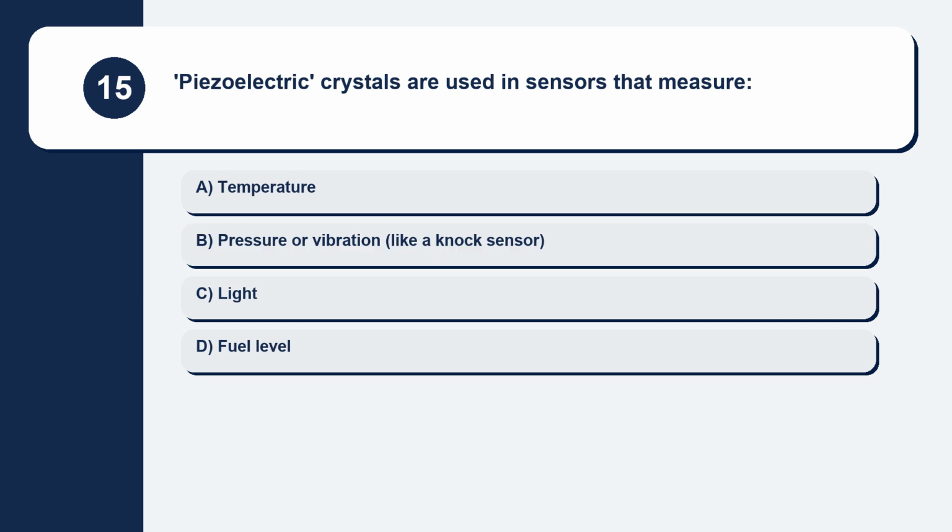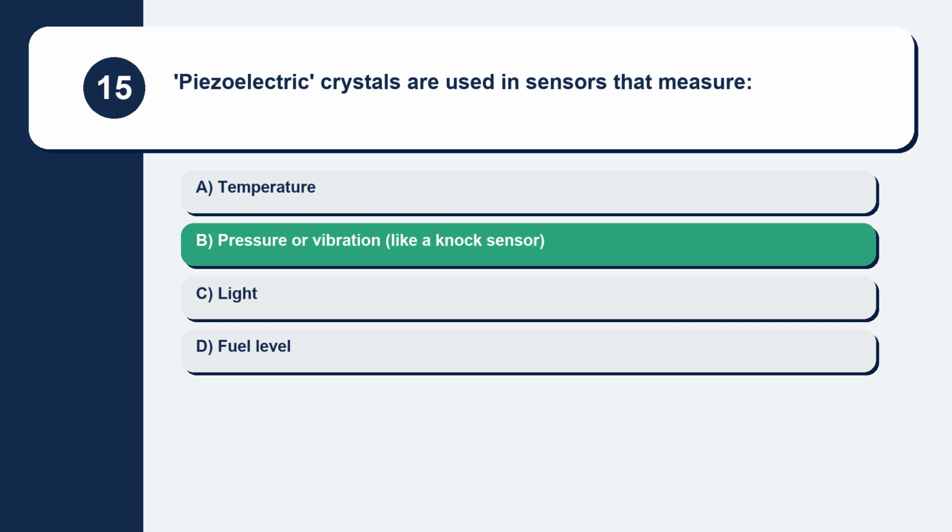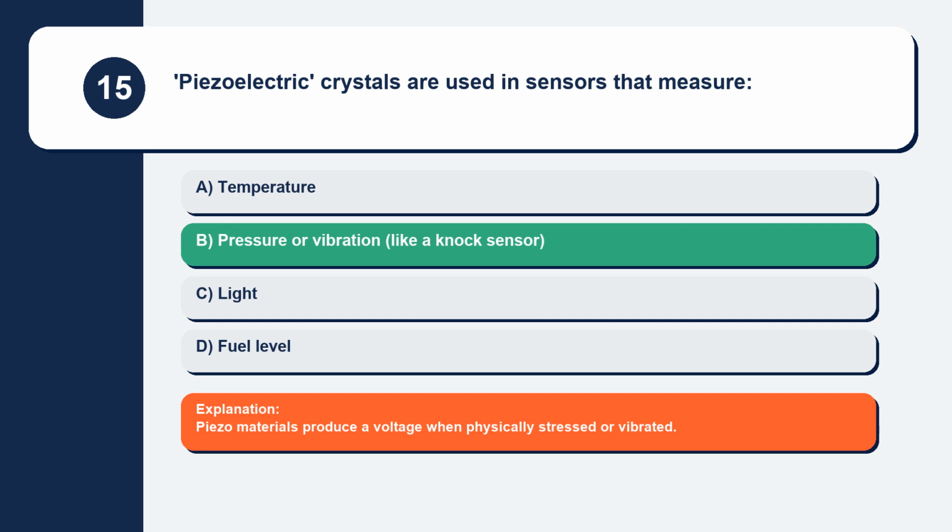Question 15. Piezoelectric crystals are used in sensors that measure temperature, pressure or vibration, like a knock sensor, light, fuel level. Piezo materials produce a voltage when physically stressed or vibrated.